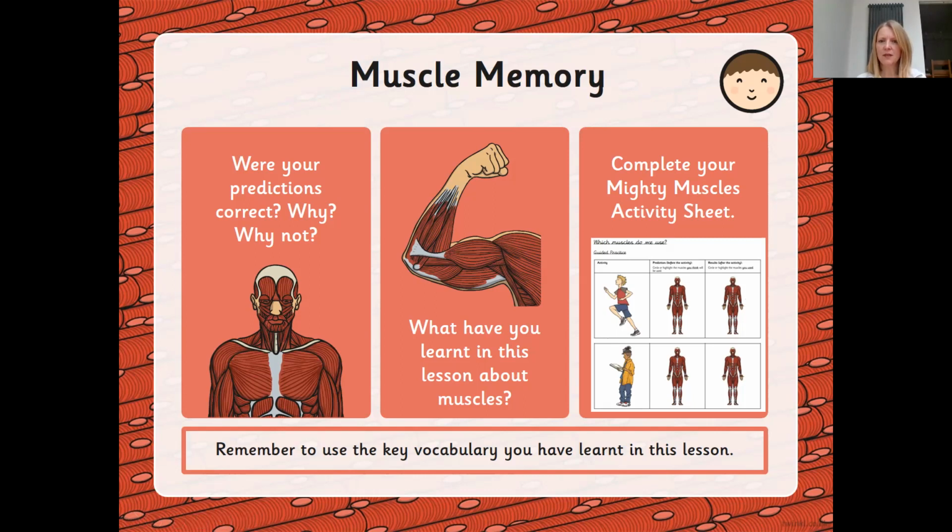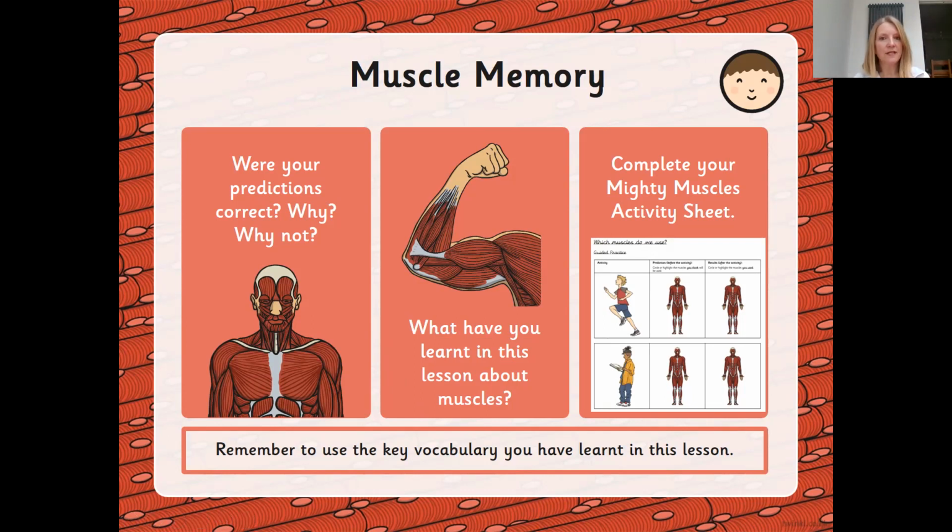And then what about reading a book? Which muscles do you think you're going to use? Make a prediction. And then once you've done a little bit of reading, maybe circle the muscles that you have used for reading. Are you able to think about which muscles you've used? Have they been working in pairs? Have you been able to say which ones would contract and which ones would relax?